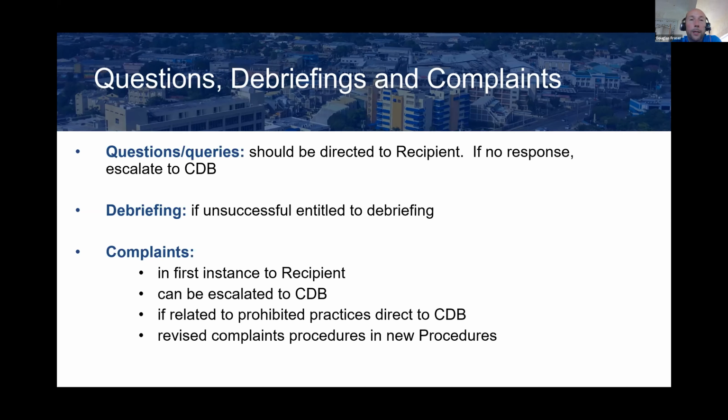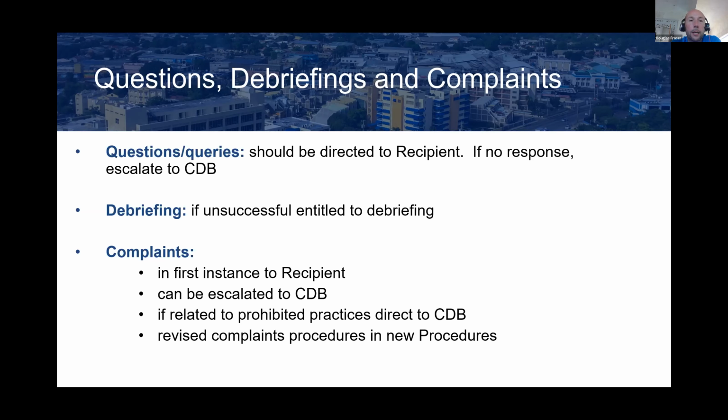You can complain directly to the bank at any point if you have concerns about integrity related matters, prohibited practices, and you'll find dedicated reporting channels on our website. We have an independent office of integrity, compliance, and accountability who deals with those independently away from the operations area where we all sit.